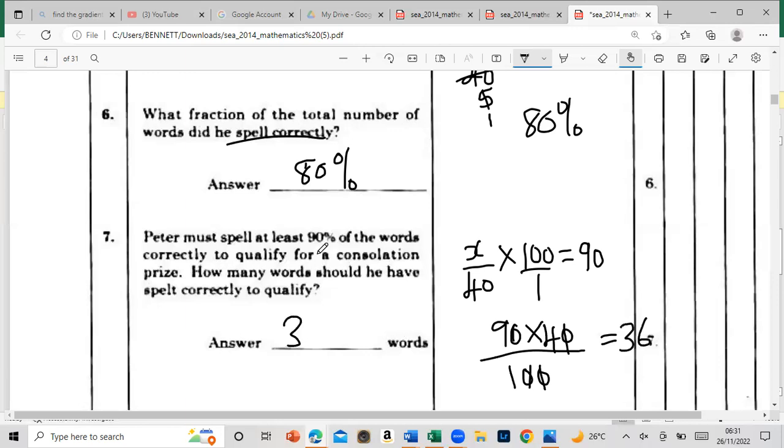Because look, if 32 gives you 80%, that means 36 should be 90, right? 32 and 4, that's 36. So you must get 36 words correct.